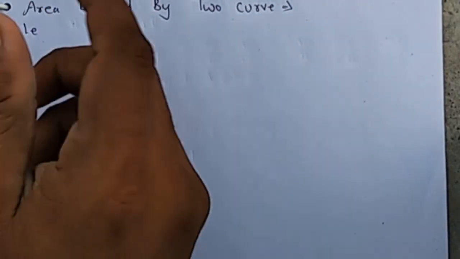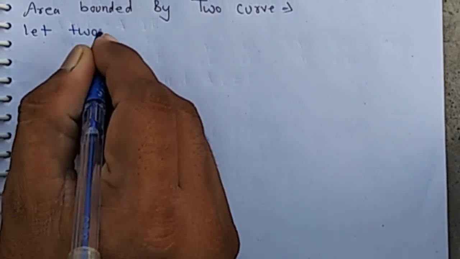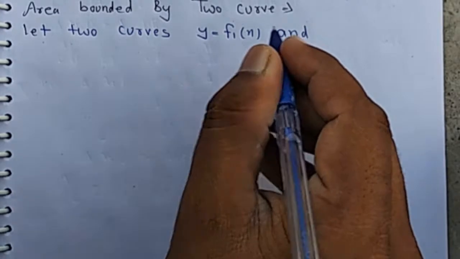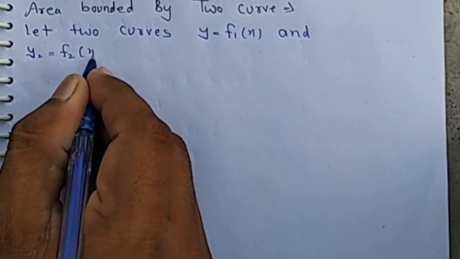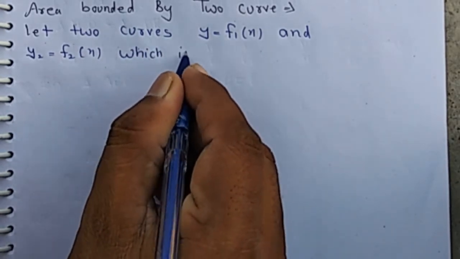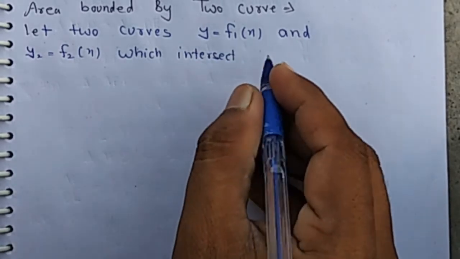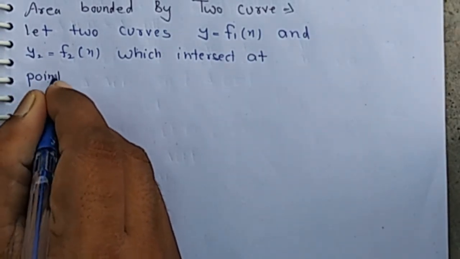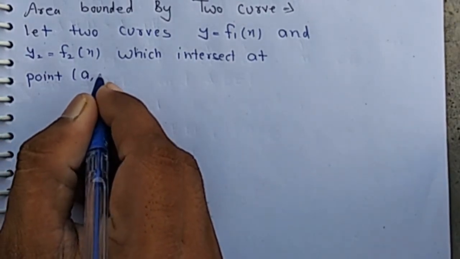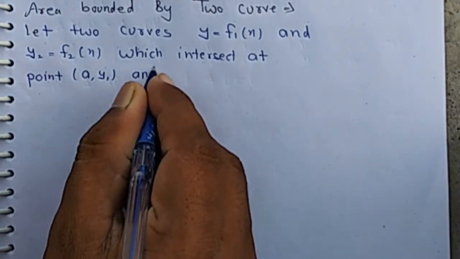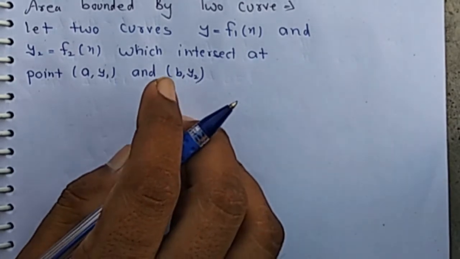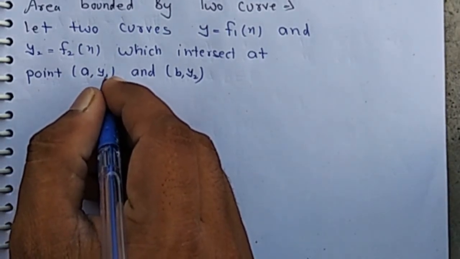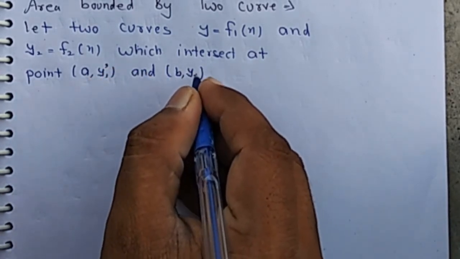Let there be two curves, y1 equal f1(x) and y2 equal f2(x), which intersect at points A and B. Sorry, at a, y1 dash and b, y2 dash.